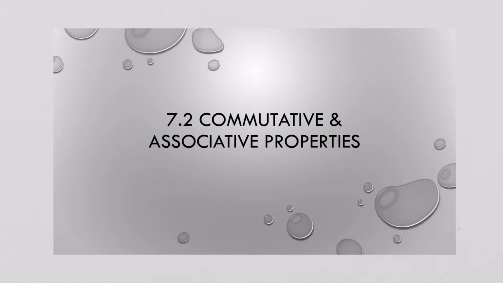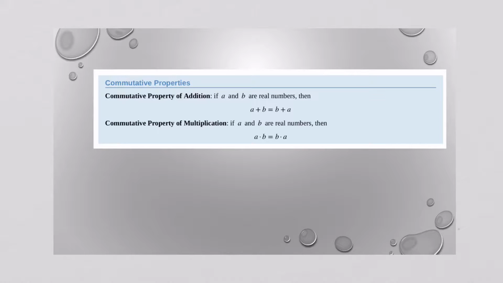Okay, so this week you are going to get a lot of vocabulary thrown at you, and so today we're going to talk about the commutative and associative properties. Okay, the commutative property of addition just means that whenever you add one number to another number, the order does not matter. So 1 plus 3 is the same thing as 3 plus 1.